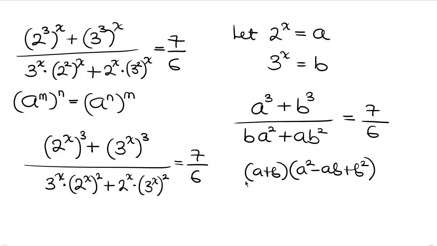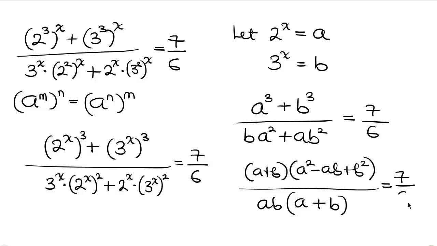Very good. So this is how to represent sum of two cubes all over. Now the denominator, you notice that ab is common, so we can factor out ab. Good. So ba squared divided by ab, I'm going to have a, plus, now ab squared divided by ab, I'm going to have b. Very good. And this is equal to 7 all over 6.